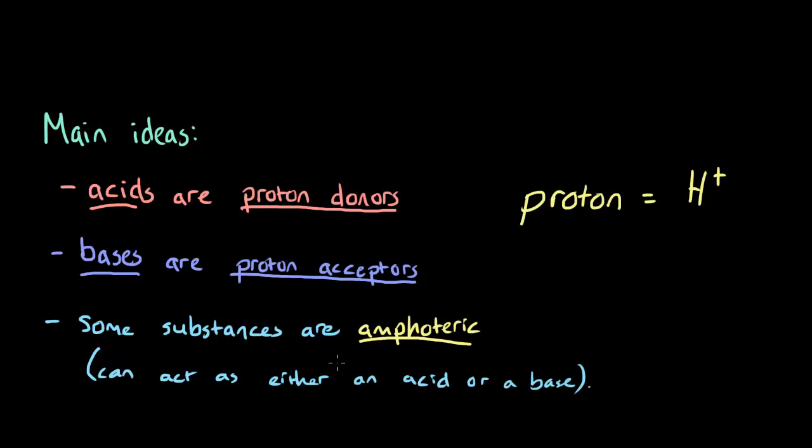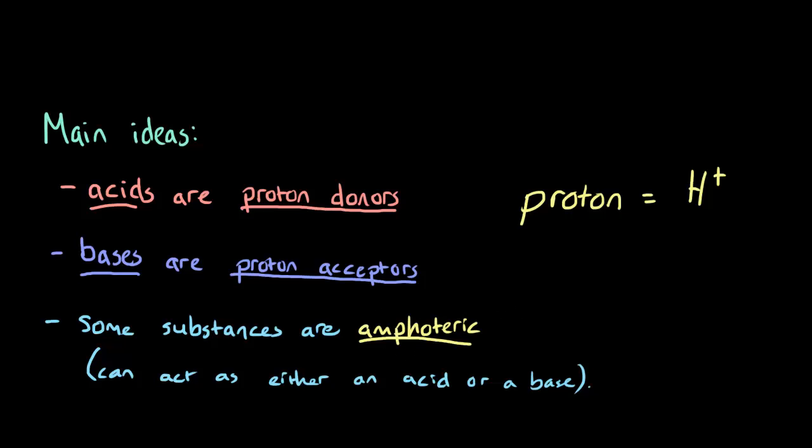One key thing which came through Bronsted-Lowry theory was the recognition that some substances are amphoteric. The word amphoteric means that a substance can either act as an acid or as a base, depending on what it is with. So this means that one chemical substance, for example water, can sometimes be a proton donor if it is paired with something which is basic, or water can be a proton acceptor if it is paired with something which is acidic. We're going to have a look at some examples later which show examples of amphoteric substances.